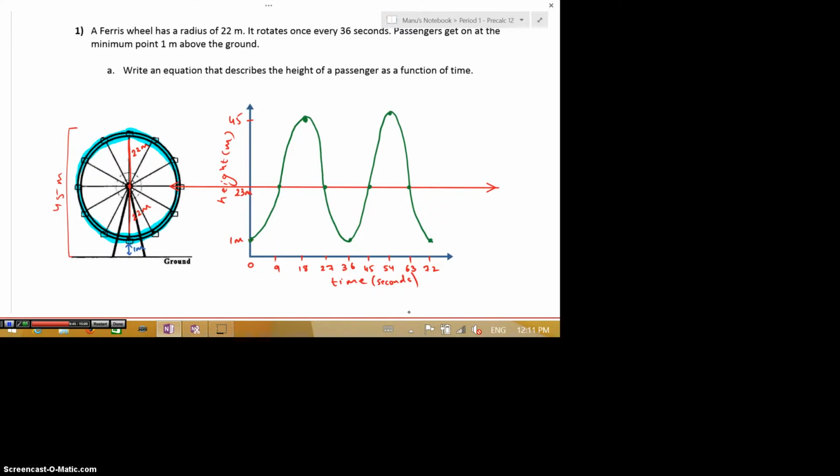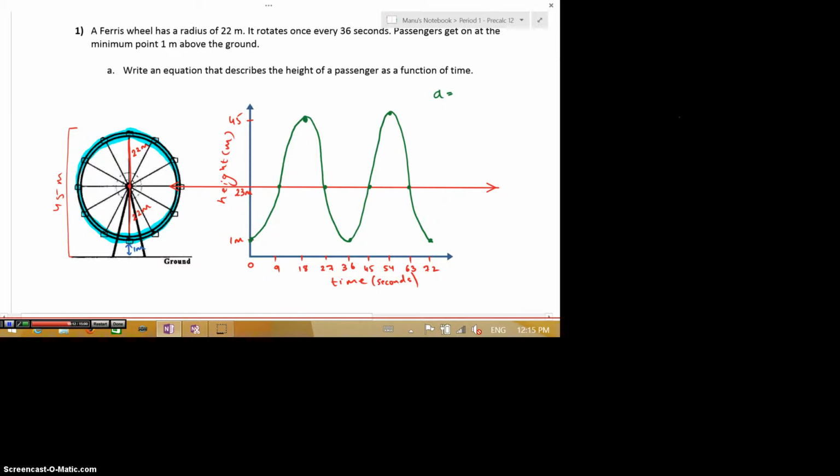I'll give you a few minutes to try and gather that information, those 4 key points from what we've drawn so far, and see if we can come up with an equation of height as a function of time. Let you write that up. Okay, let's see what information we've got so far. Can we determine the amplitude, A value? What does the A value end up being?